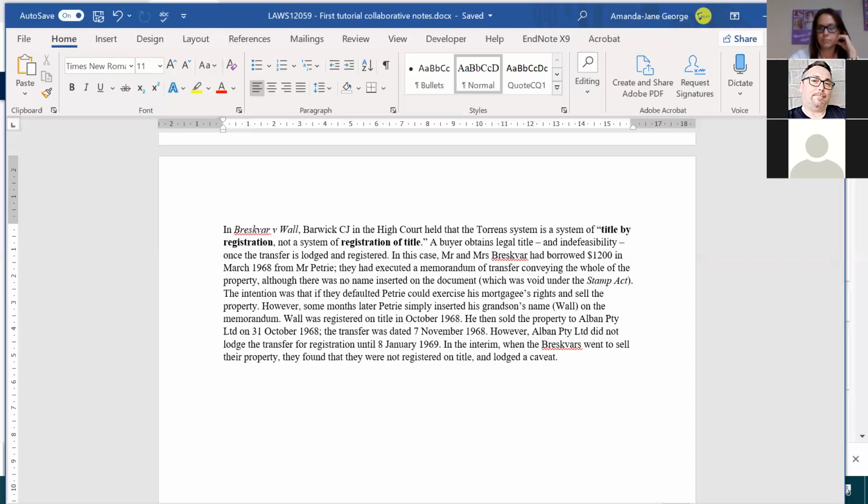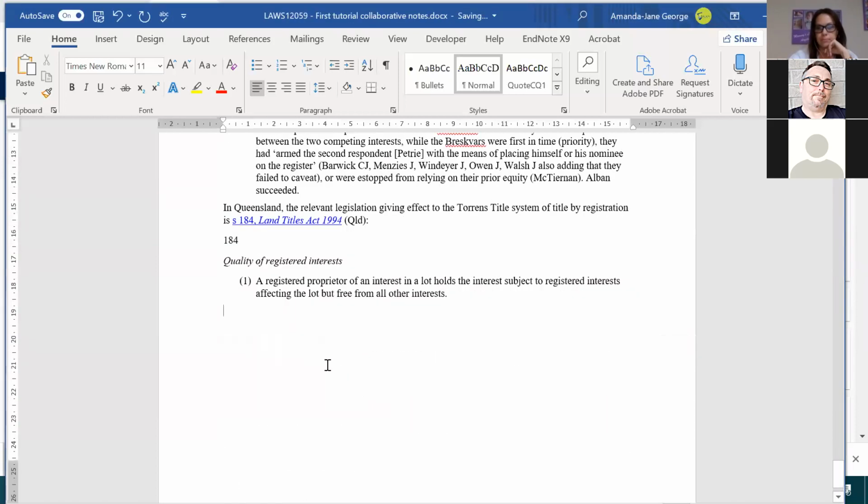So yeah, okay, there are some protections for fraud here, aren't there? And this is the message of the Torrens title system that is encapsulated in obviously the Land Titles Act, section 184. But really, how does the e-conveyancing thing cut across this?